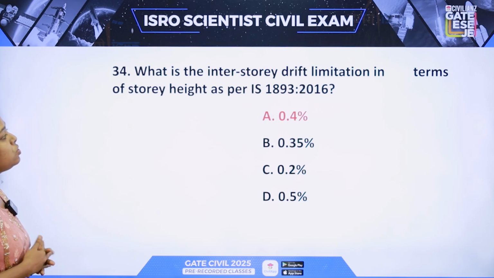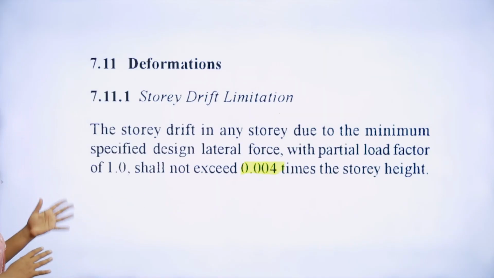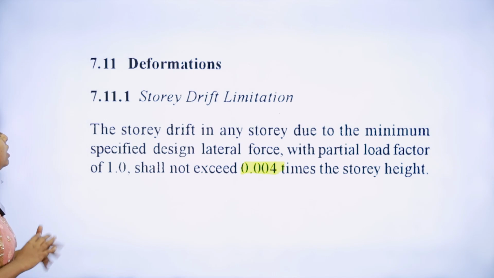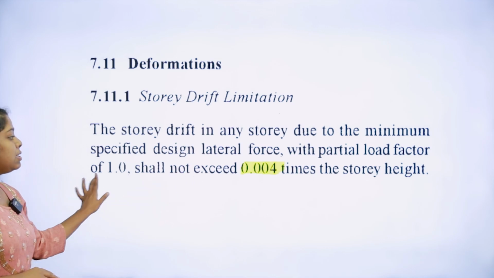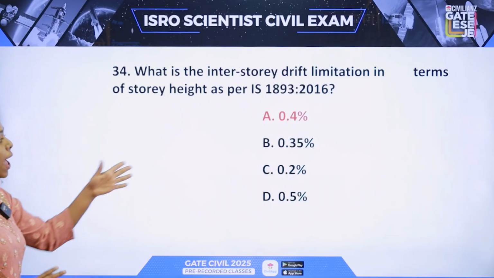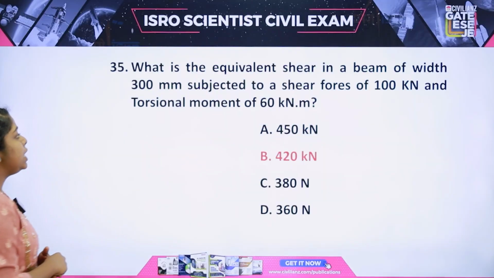What is the inter-story drift limitation in terms of story height as per IS 1893-2016? So this is the abstract from the IS code itself. The story drift in any story due to the minimum specified design lateral force with partial load factor of 1.0 shall not exceed 0.004 times the story height. This is a direct question from the code itself. So answer is option A, 0.4%. Moving on to the next question.